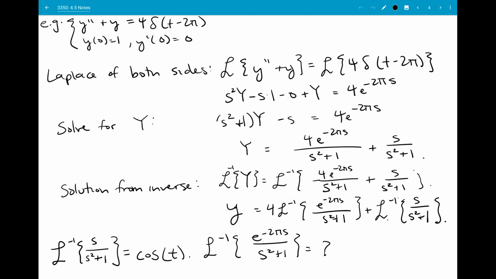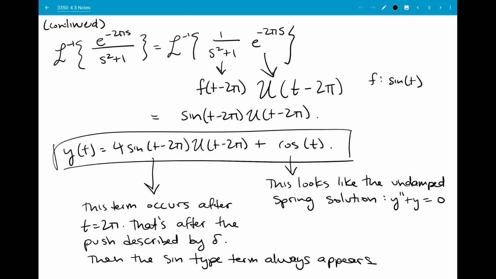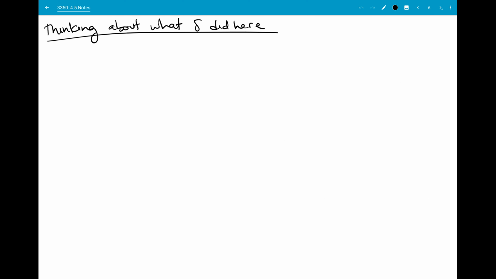And when we went ahead and solved the Laplace transform problem, what happened was that even though we had introduced a delta function at t equal to 2 pi, what came out of the solution was a step function that turns on at t equals 2 pi. So after we crossed that point where we made that forcing term, the effect of it always appears. It doesn't only appear at t equals 2 pi, it carries on through the solution even after that. And so I said we were just going to think about what delta did here.